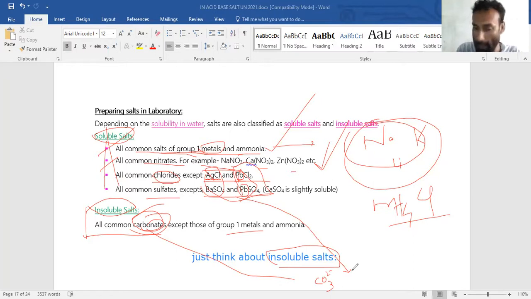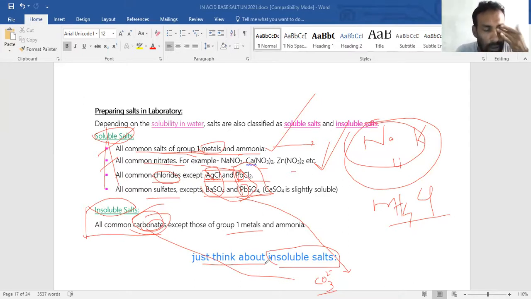But I already mentioned that if you think about carbonate, group 1 carbonates are soluble. Group 1 carbonates are soluble. So if you just think about insoluble salt, this is not a burden to remember many things. The fact will be very simple: only carbonate and only these four examples. Certainly you should be aware of the group 1 carbonates. Okay, so these are about soluble salt.